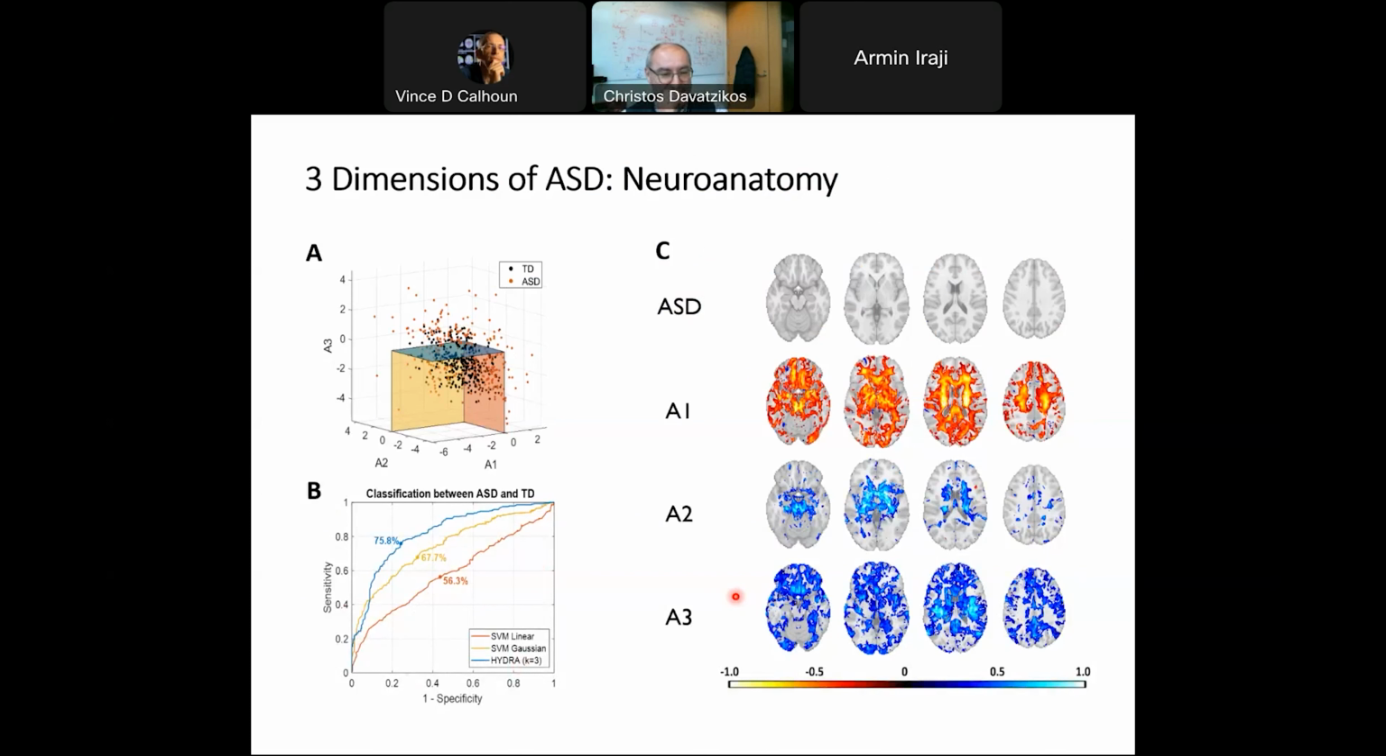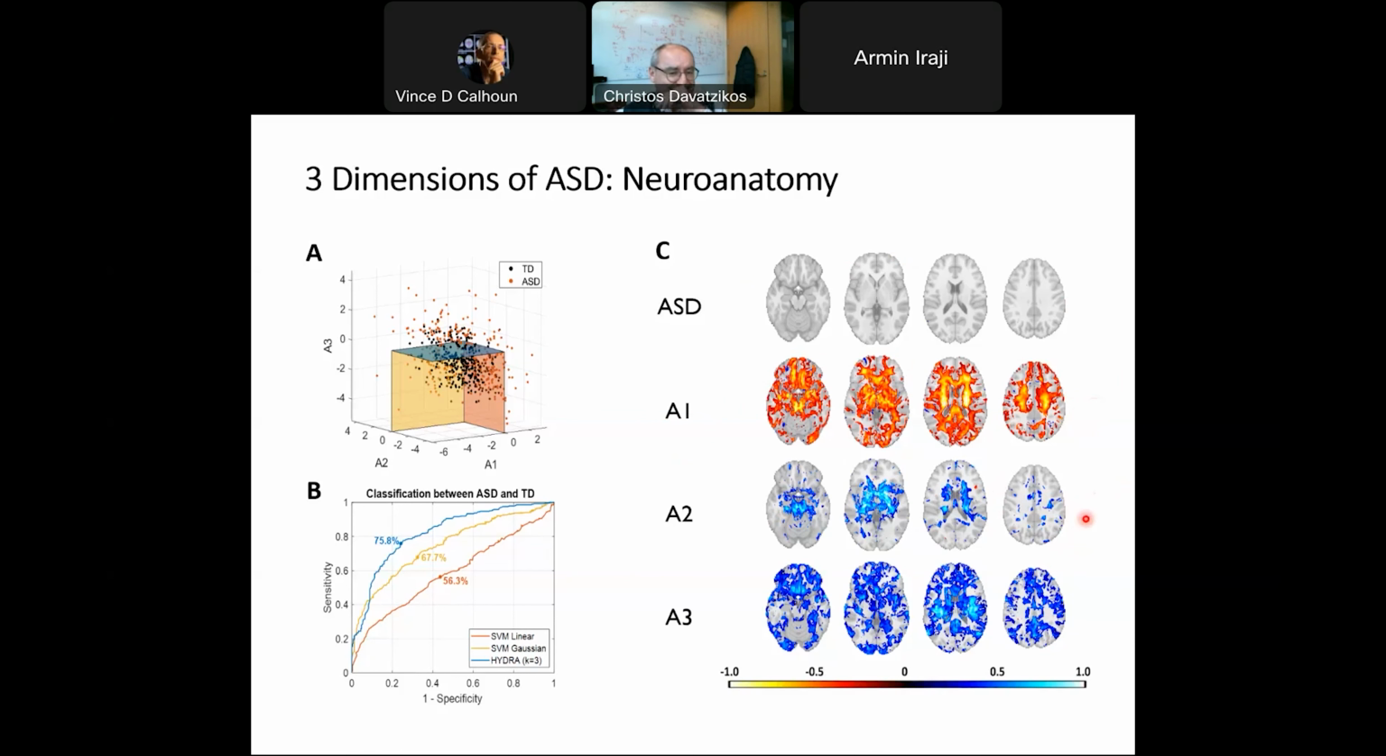This is a paper that was published in JAMA Psychiatry a couple of years ago. We found that in autism there was tremendous heterogeneity, as expected. If you were to compare ASD with controls, you would find essentially no significant differences in brain structure. But if you were to apply these heterogeneity analysis methods, you would find 3 different dimensions or subtypes. A1 had significant brain loss, or reduced brain volumes, in a number of cortical and subcortical areas.